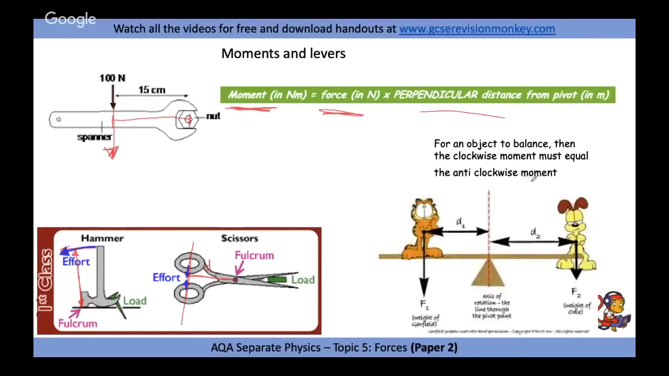Now, if we want an object to balance, what we're going to need to know is that the clockwise moment equals the anti-clockwise moment. So basically, on a seesaw, our turning effect that way is equal to our turning effect that way. Now, we might possibly see it with multiple objects on a seesaw. So I've got, let's say, an object here and an object here, and they balance with an object over here. I just have to work out the moment of this object and that object and add them together. And those two moments added together should equal the moment over on this side.